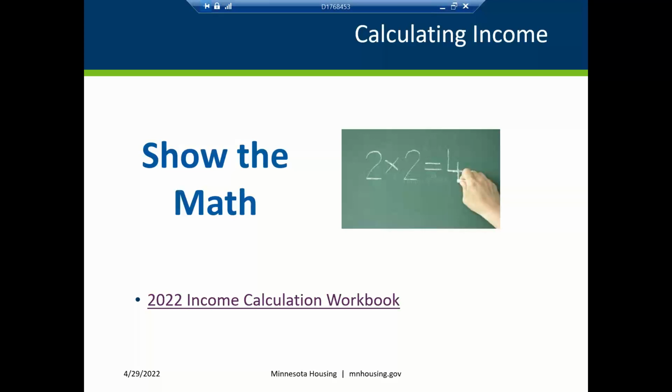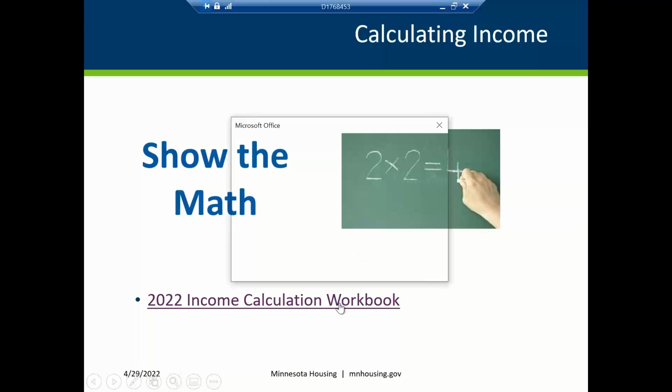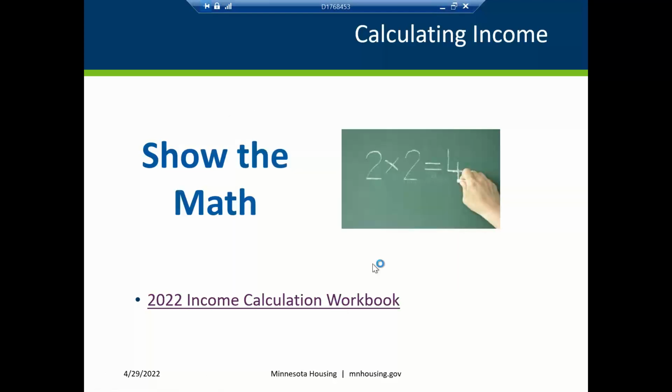And while rare, we actually have seen where that miscalculation has resulted in a household receiving assistance for which they were not eligible. And so if that happens, funds need to either be reallocated to another household or returned to Minnesota Housing. And so using this income workbook or something similar can help mitigate some errors that we see that are common. And Diane, I'll ask you to pull it up and I'll just provide a very brief overview of this tool for those of you that haven't seen it.